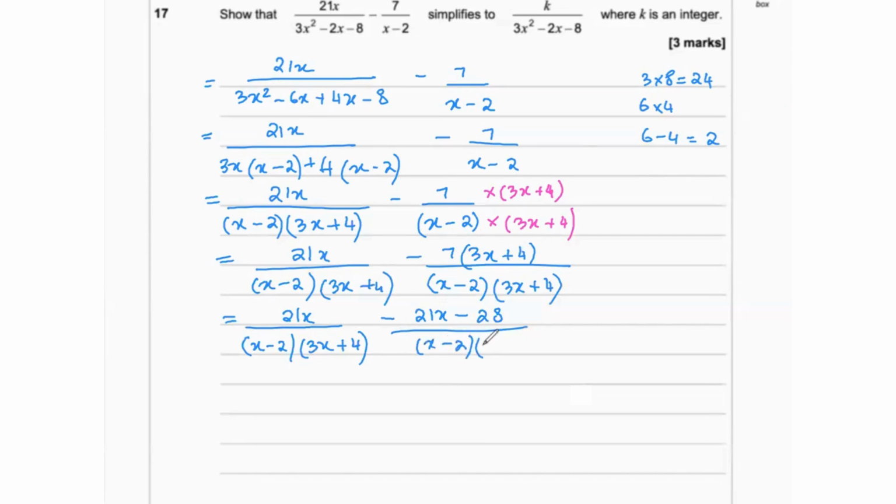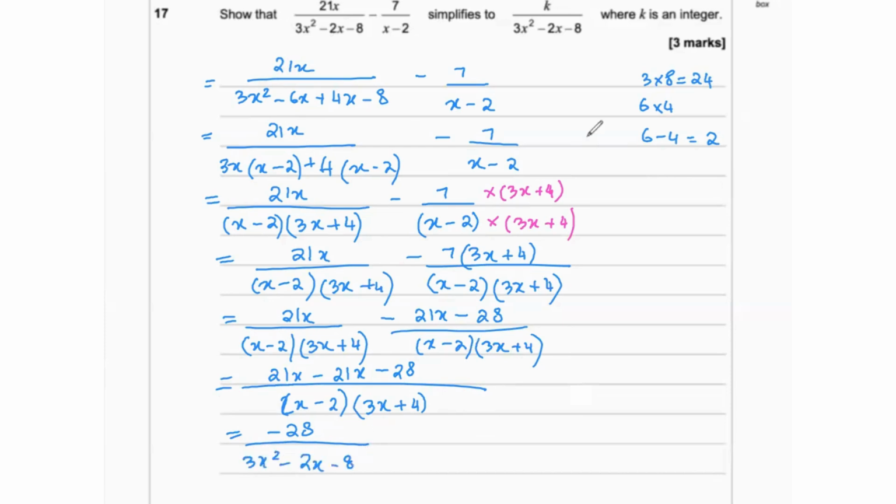And since the denominators are the same, we can combine it as a single fraction, with x minus 2 and 3x plus 4 in the denominator. That's 21x minus 21x minus 28, which shows that negative 28 over here is the value of k. And this x minus 2 times 3x plus 4 is the same as the quadratic, so you can rewrite it as this again. So this is exactly what they wanted in the question: k over the quadratic. So k is negative 28.